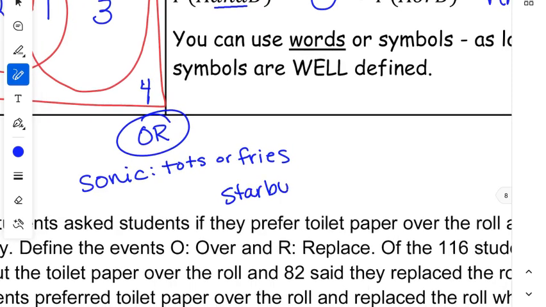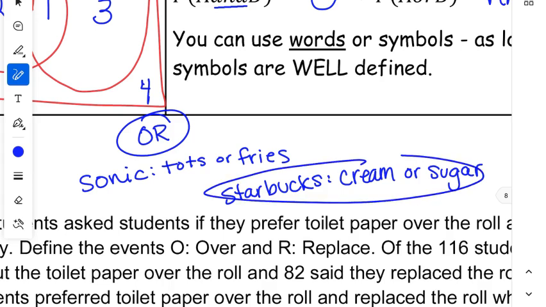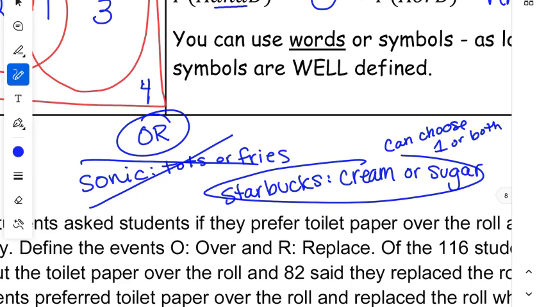But with Starbucks, they ask, do you want cream or sugar? Do you have to only pick one? No. So the kind of or we use in stats is Starbucks or. So it's not a Sonic or. So cream or sugar means you can have cream, you can have sugar, you can have cream and sugar together. So you can choose one or both.